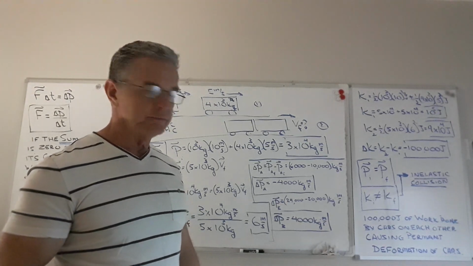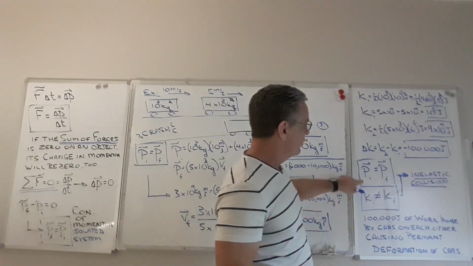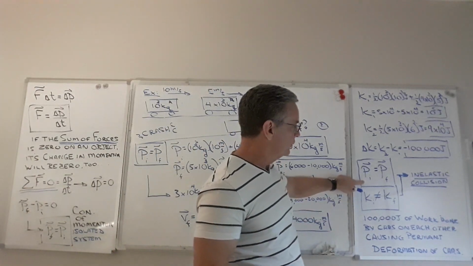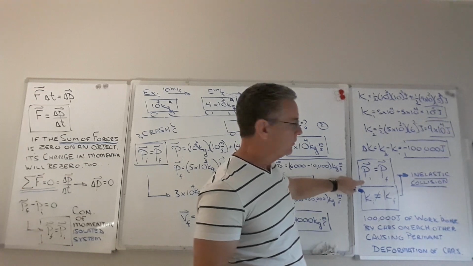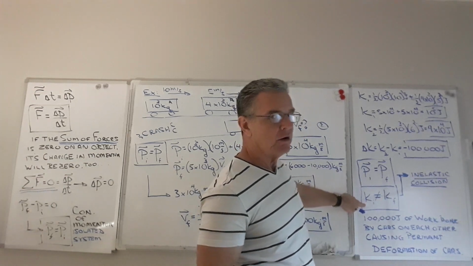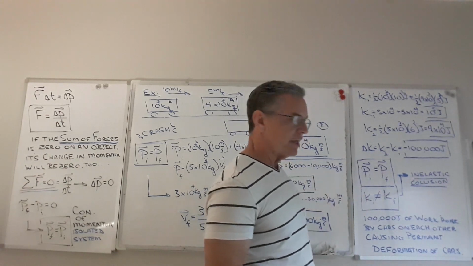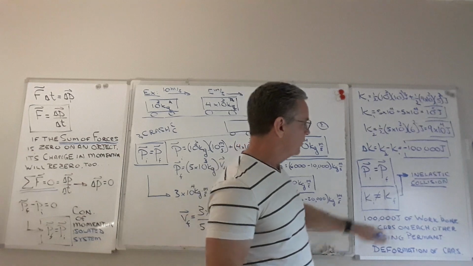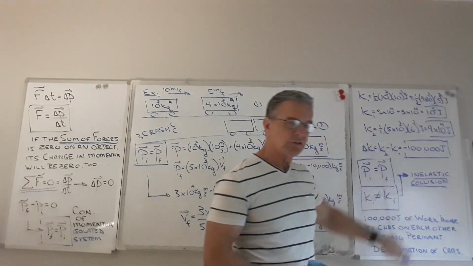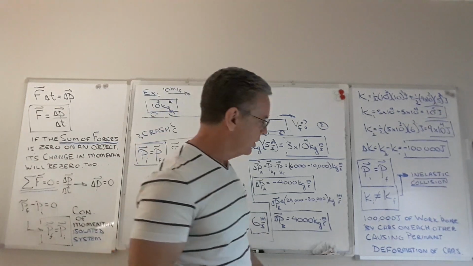Where did it go? Well, and by the way, what we've got here is a case where the initial and the final momentum of the system are the same before and after collision, but the kinetic energies aren't the same. The final kinetic energy is 100,000 joules less than the initial. So this is called an inelastic collision when that happens. Now the question is, where did that energy go?